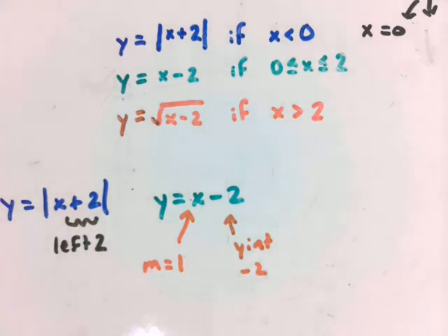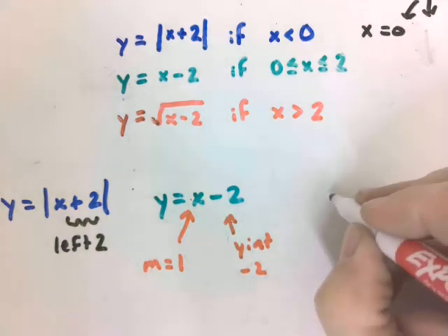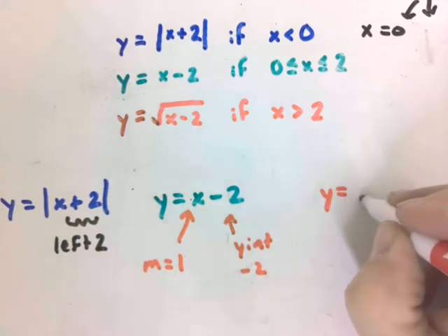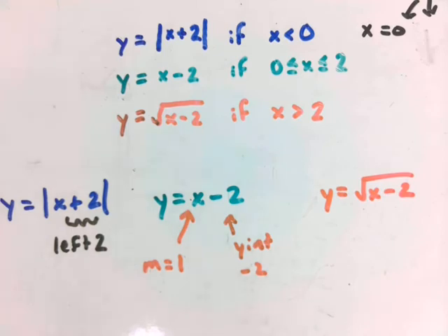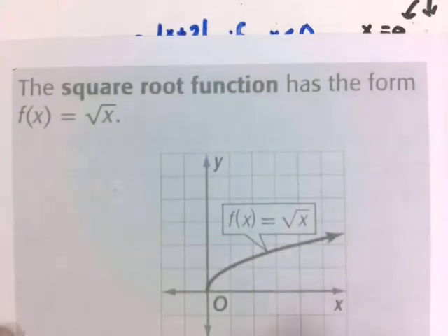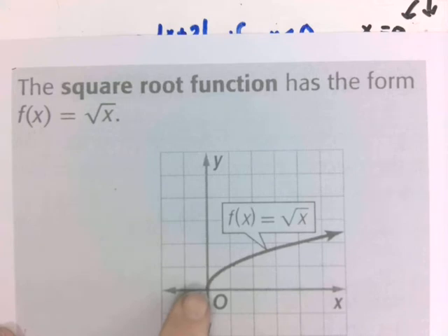For our red equation, we have y is equal to the square root of x minus 2. If I use the parent function idea to approach this problem, I need to remember what the square root graph looks like as a parent function. It looks like that. There's an important point at (0, 0), and then it has this general shape.